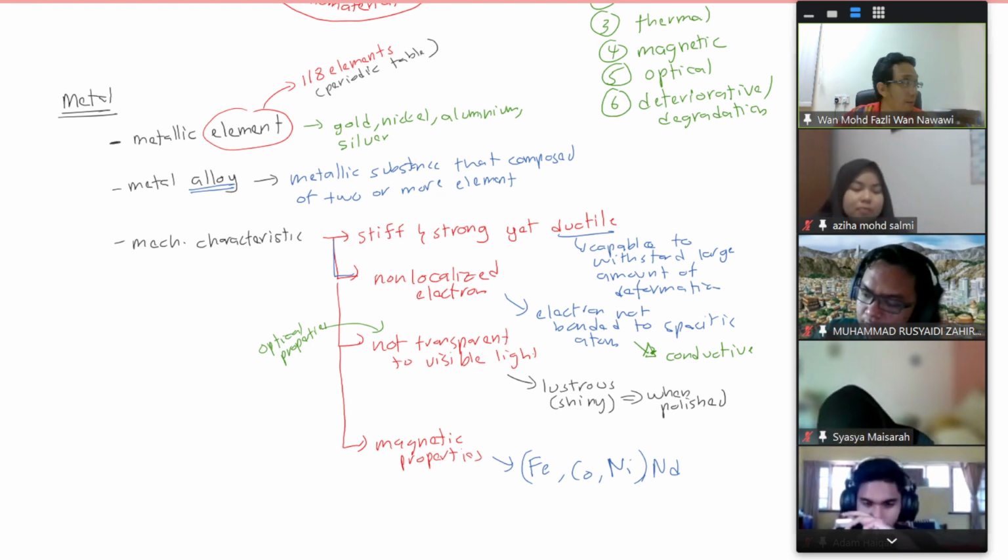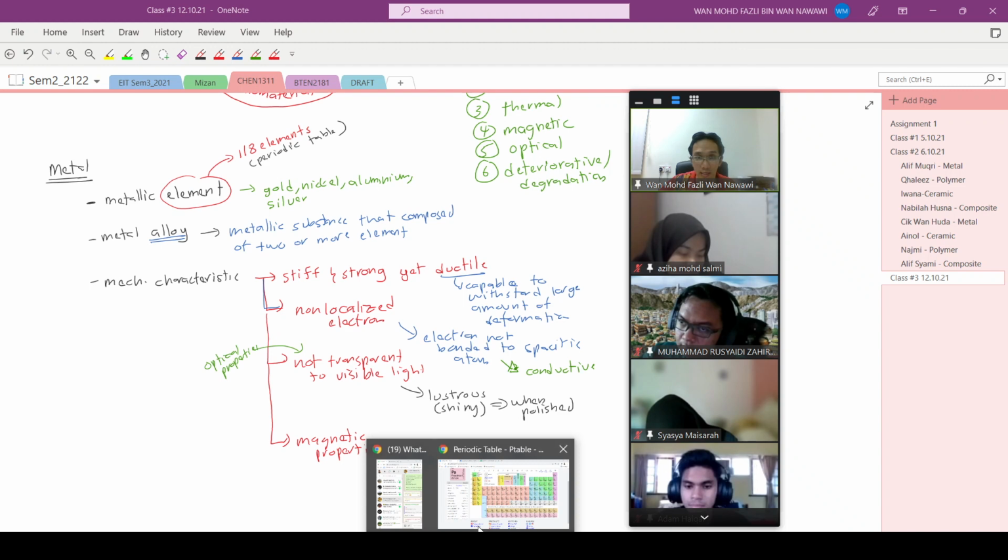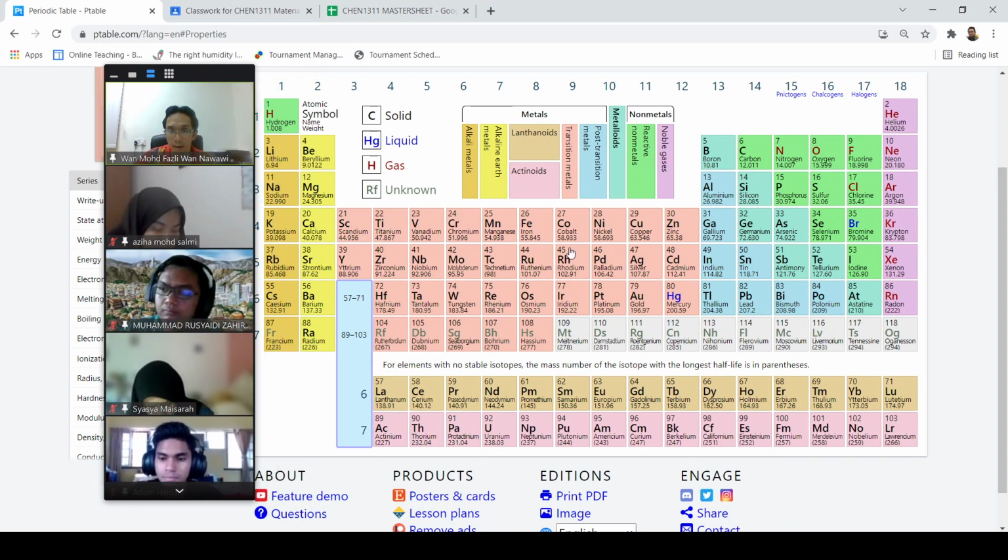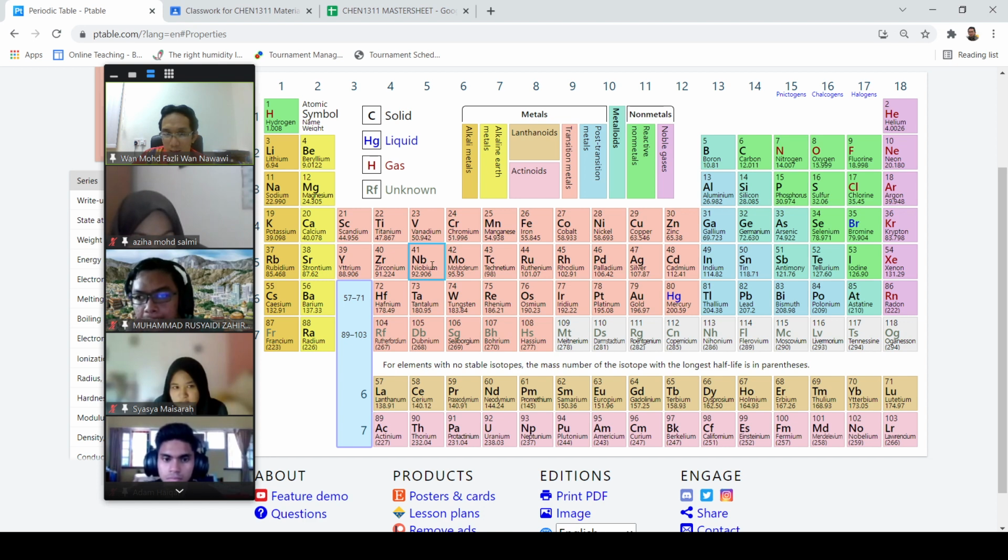If you go to the periodic table that we saw just now, you can see where ferrum is. Ferrum, iron, is number 26. You have ferrum, cobalt, and also nickel. This is niobium. Where is Nd?